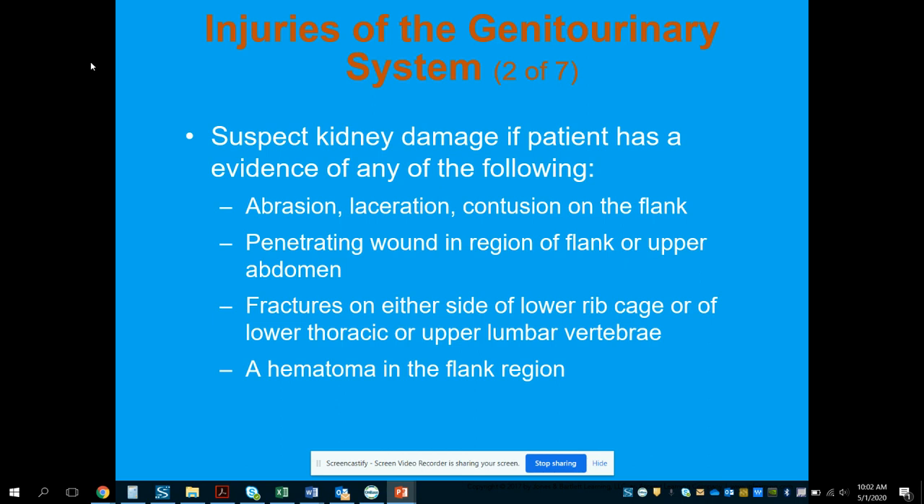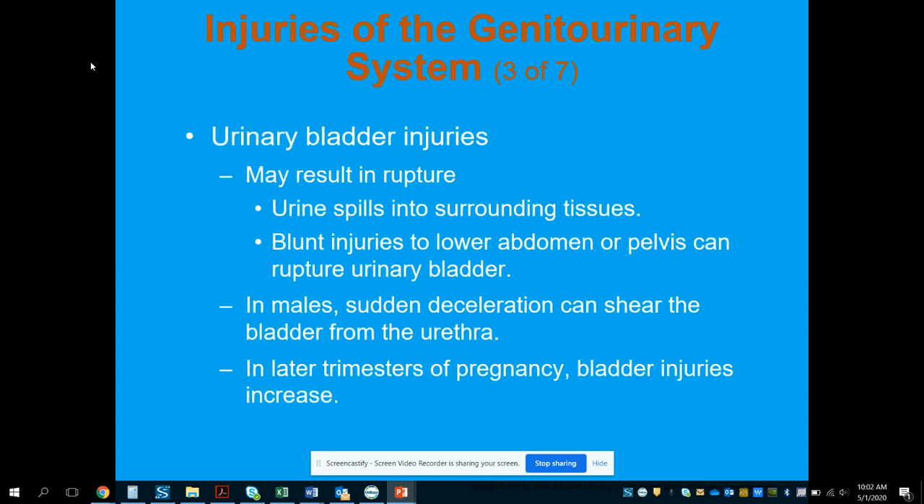We want to suspect kidney damage if the patient has evidence of any of the following. So abrasion, laceration, or bruising, contusion to the flank, which is that lower back area. Penetrating wound in the region of the flank or the upper abdomen. Fractures on either side of the lower rib cage or of the lower thoracic and upper lumbar vertebrae, or a hematoma in the flank region.